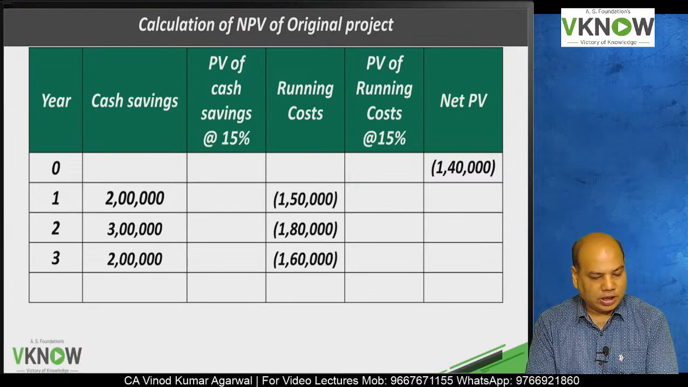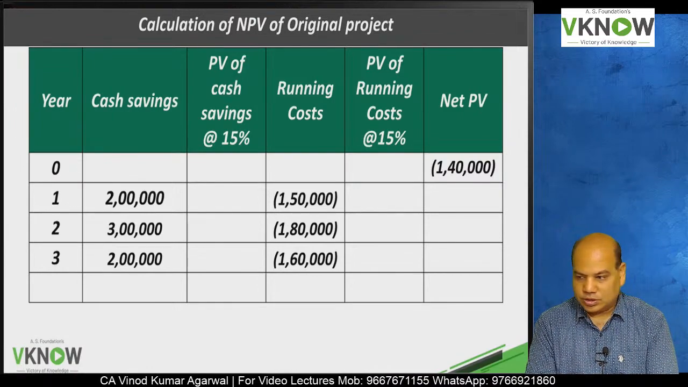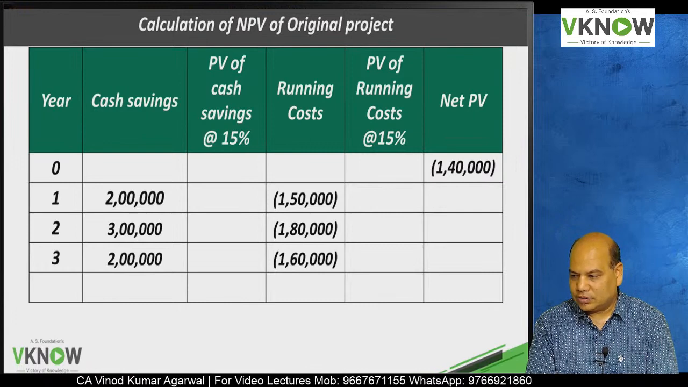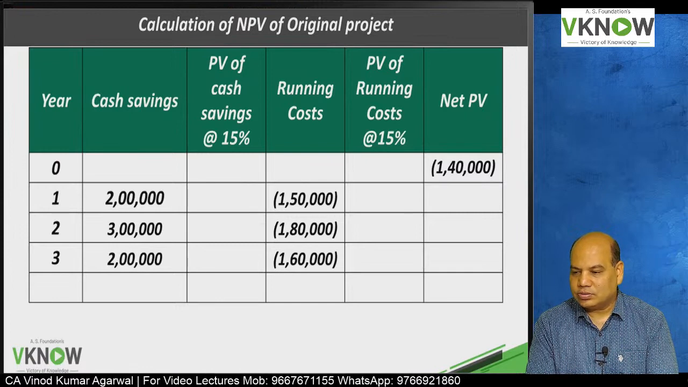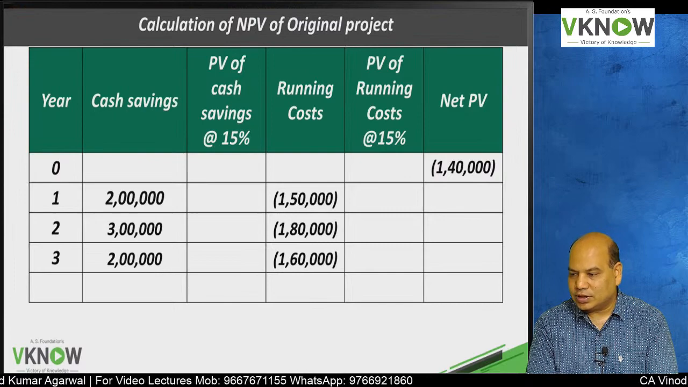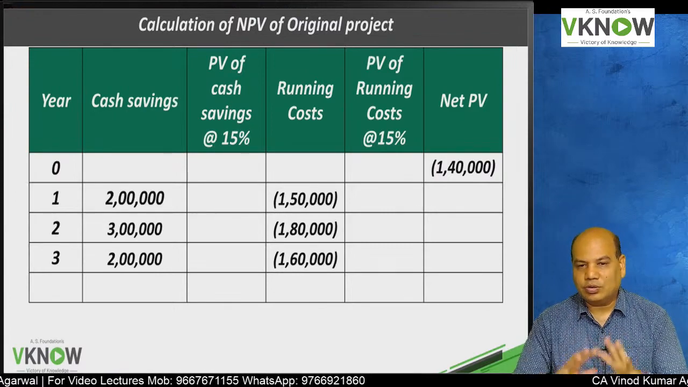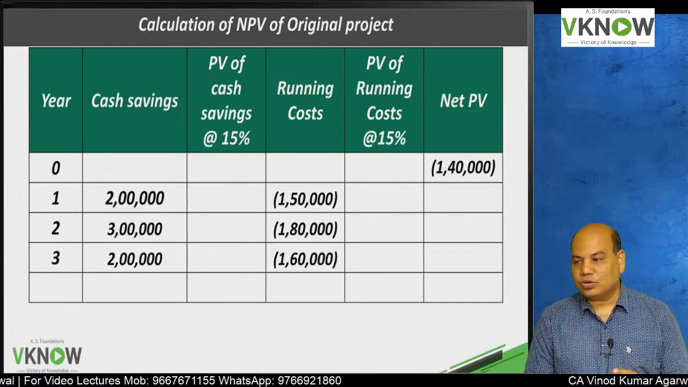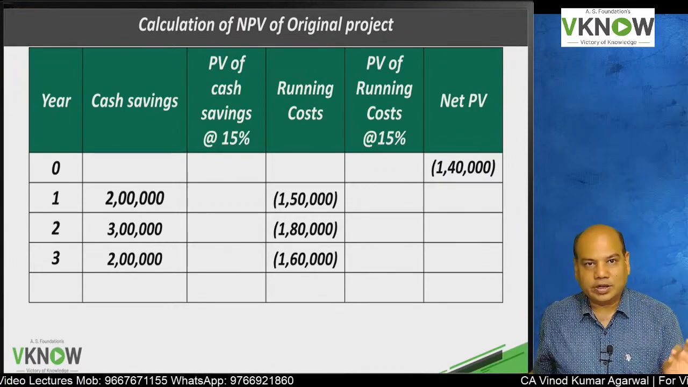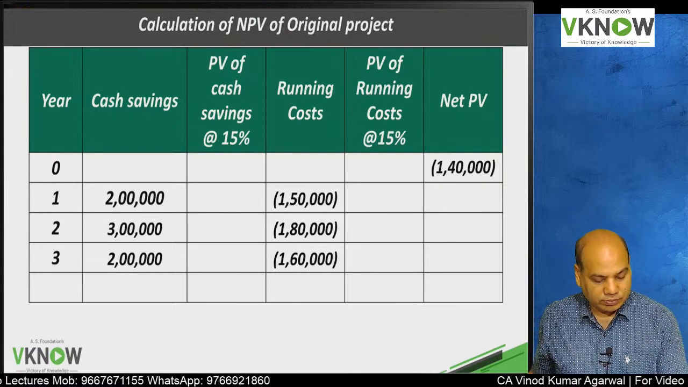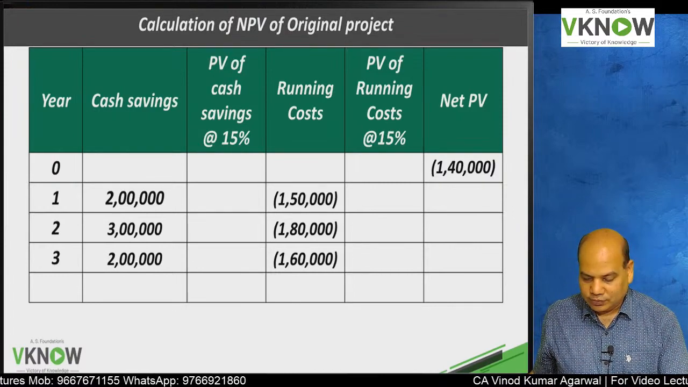So this table will help me to answer all the 3 questions very fast, because I have to test cash saving also for sensitivity. I have to test running cost also for sensitivity. So while solving, you have to think how you can design the answer to save time. Have you noted whatever information is given in the problem? I have not done anything from my side.